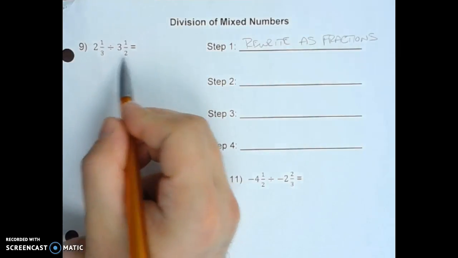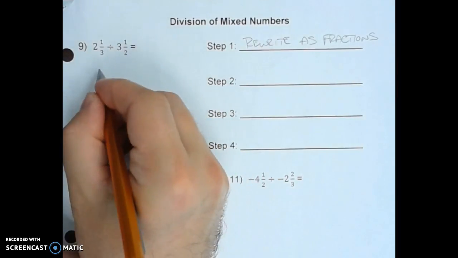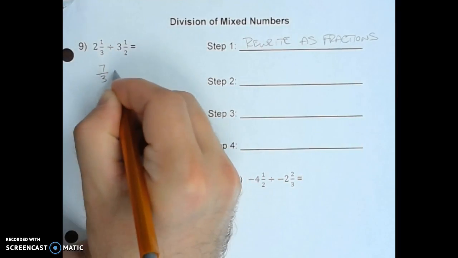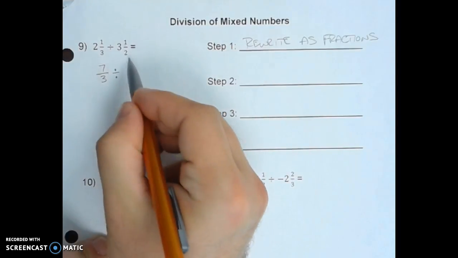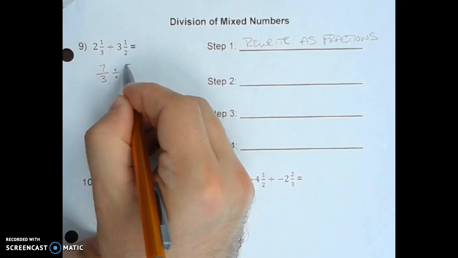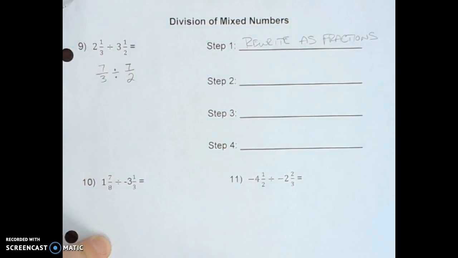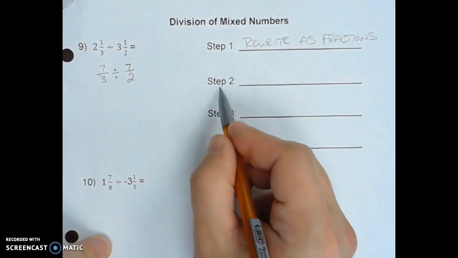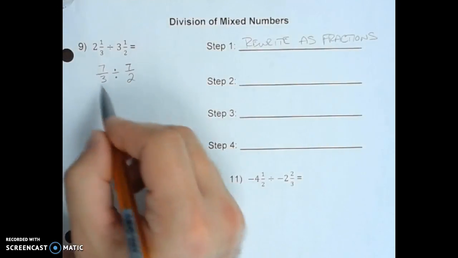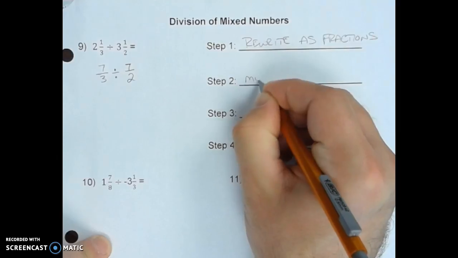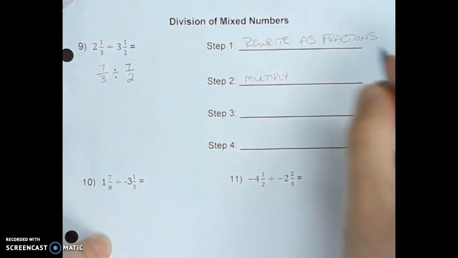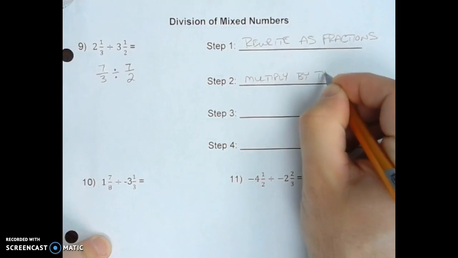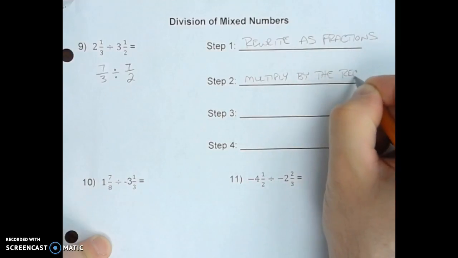And so I'm going to take a look at each of these. 2 1/3 is going to be equal to 7/3. And then I'm going to divide that by 3 1/2, which as a single fraction is going to be 7/2. Okay, and already my division problem is looking like what we were just doing on the previous page. From here, we're going to follow the steps that we followed on the previous page. Next, instead of doing this division problem, we're going to multiply by the reciprocal. We want to work with a multiplication problem instead. Multiply by the reciprocal.